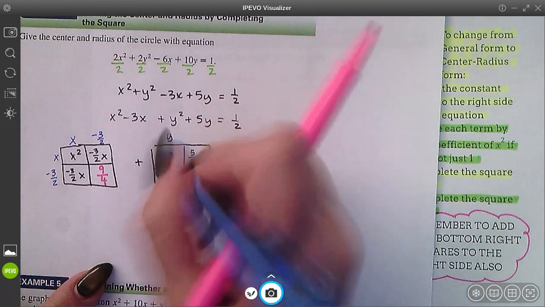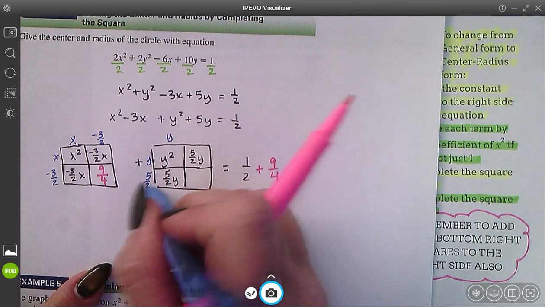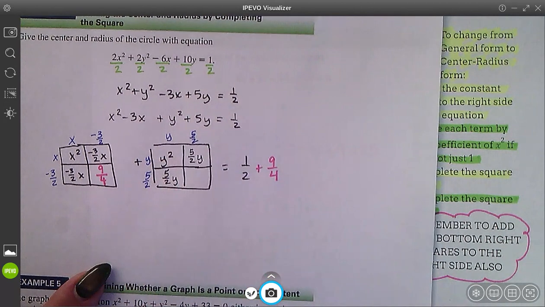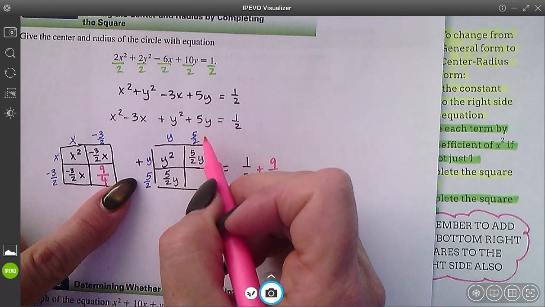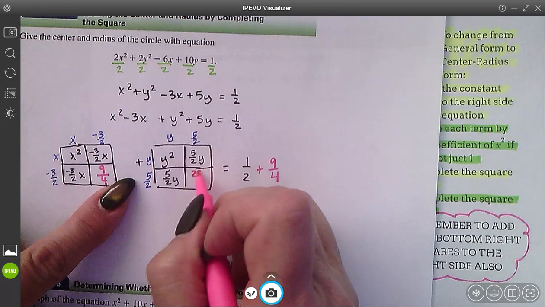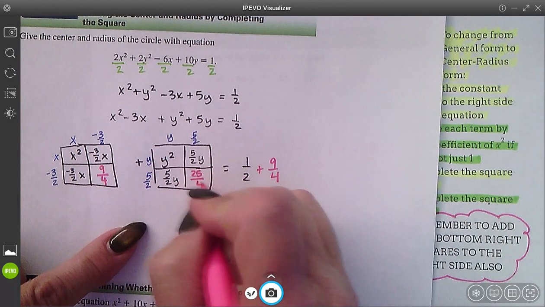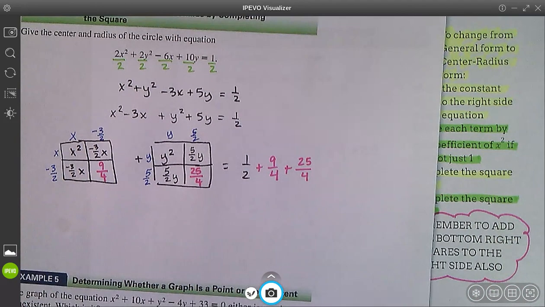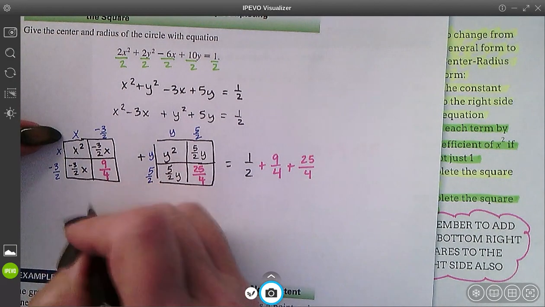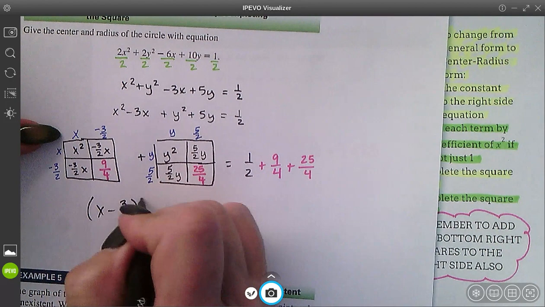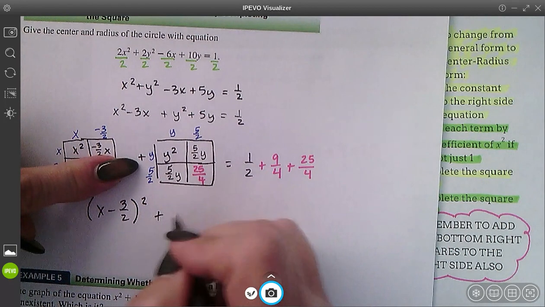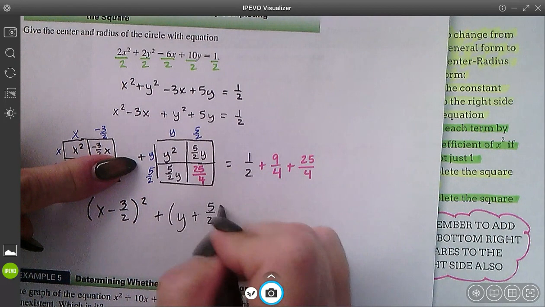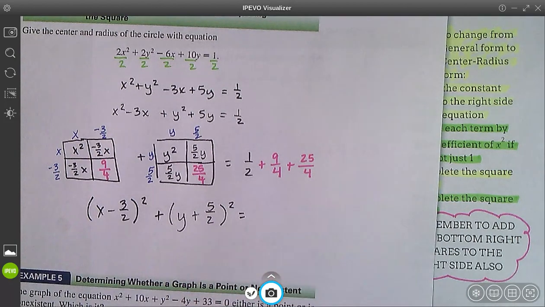For the y's, I'll have y and y, 5 over 2 and 5 over 2. The number that completes the square is 5/2 times 5/2, so 5 times 5 in the numerator, 25, 2 times 2 in the denominator, 4. And remember to add that to the right side as well. Then I need to write this in factored form. So it is x minus 3/2 squared plus y plus 5/2 squared equals, now I have to do 1/2 plus 9/4 plus 25/4.